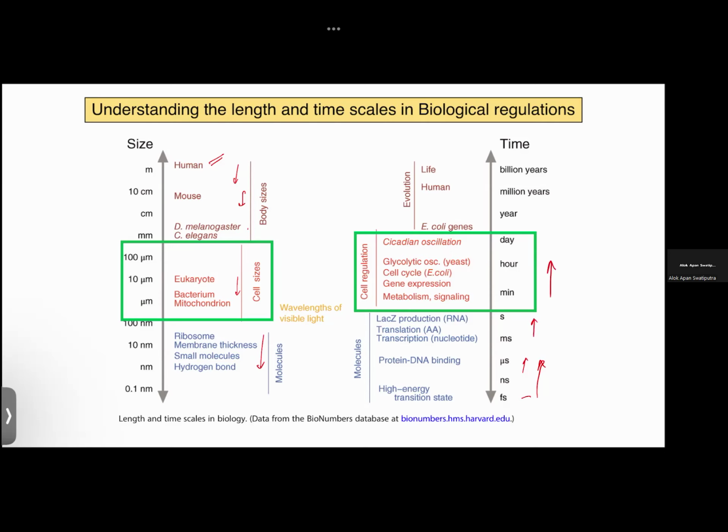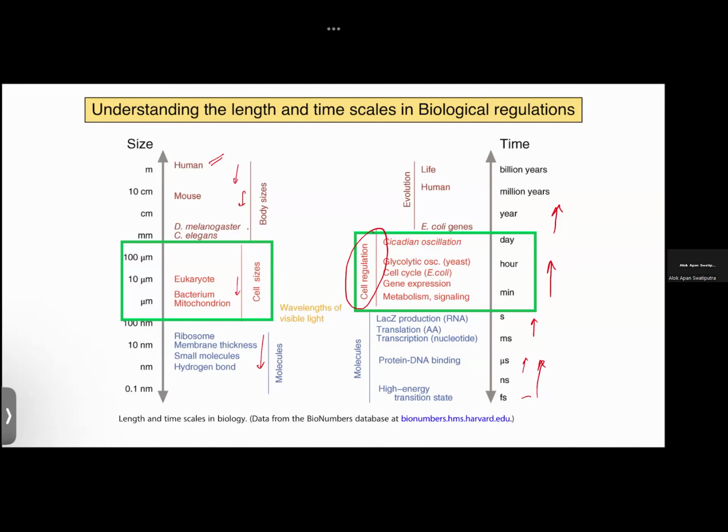So for example, cell cycle. What is the time taken by one cell to divide? You have glycolytic oscillations, you have circadian oscillations, which is the body clock of humans. We operate on approximately a 24-hour body clock. Right? And if you move even further, you have generation time. How fast do organisms reproduce? Right? And ultimately, you go into the evolutionary time scale, which happens across billions of years through nature.